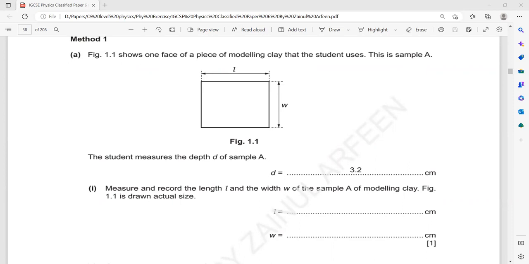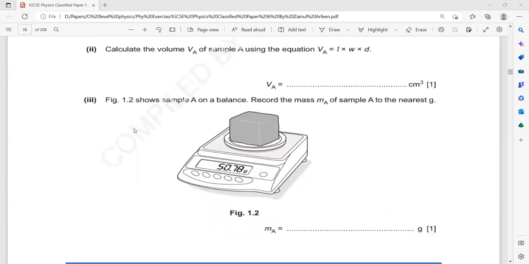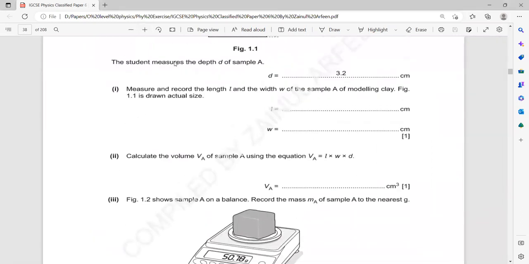Width is 2. So the marking scheme answers, as I mentioned, will be different, but we will just use our answers, that is 2.8 and 2. Then calculate the volume VA by using L into W into D. Just use the values. This was 2.8, this was 2. So length, which is 2.8, times width, which is 2, times the depth, which is 3.2.